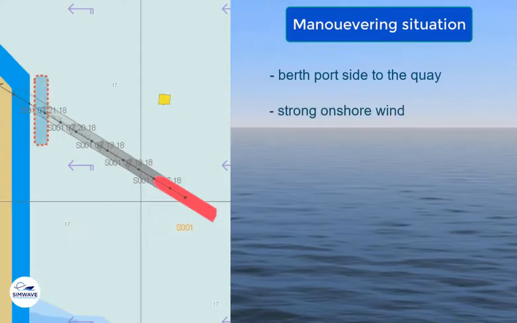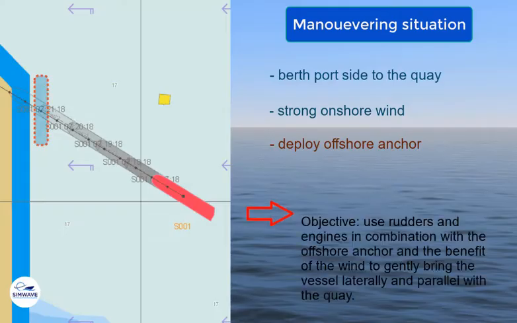This simulation run demonstrates how to handle a ship to berth alongside a quay, in a condition of strong onshore wind with the deployment of the offshore anchor. The previous scenarios number 4 and 5 have exposed a risk that strong wind can push a ship moving sideways at so high speed that neither the ship nor the fenders can be safe. One of the solutions is using an offshore anchor to control the speed of the ship in wind.